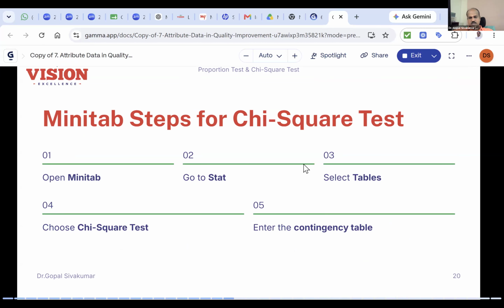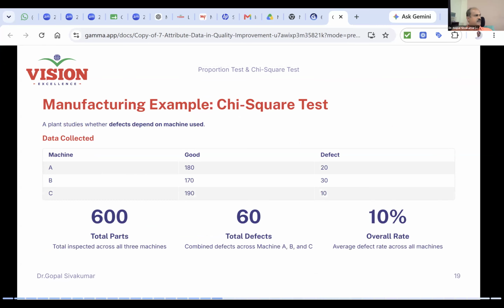So here in the previous case study, what is the thing we are studying? We are studying whether the defects have any relationship with the machine. How many machines are available? Three machines. And the defect rate, here the proportion is 20 out of 200. Here the proportion is 30 out of 200. Here the proportion is 10 out of 200. So whether any relationship exists or not. And this is the table.